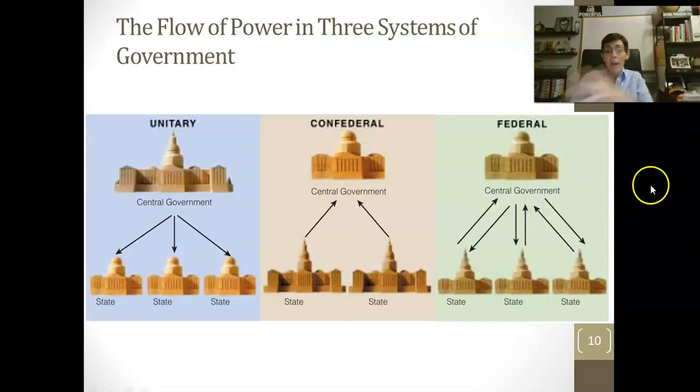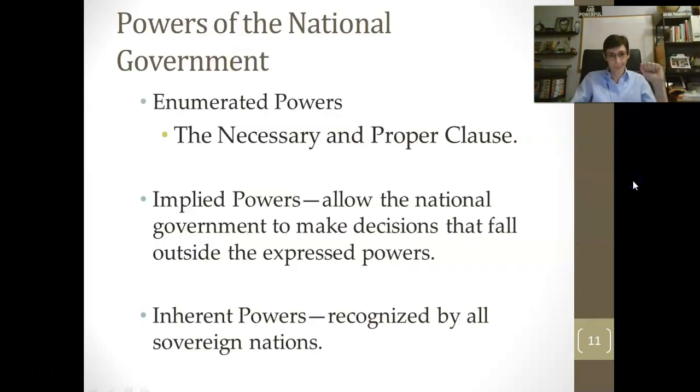All right, so this is a graphic of how that works. So unitary, you see all the arrows are coming from there because the power comes from there. Confederal, power comes from the states, and whatever power they decide to give the central government is it. And then here you see in the federal system, the arrows go back and forth, right? There's a division of power, so that each side can't infringe on or mess up the other side, right? That's the idea behind it, a balance of the flow of power. So, powers of the national government, let's talk about this.